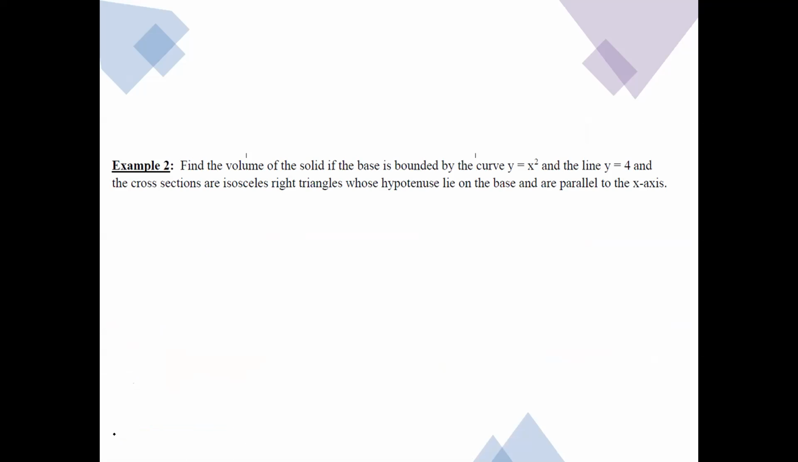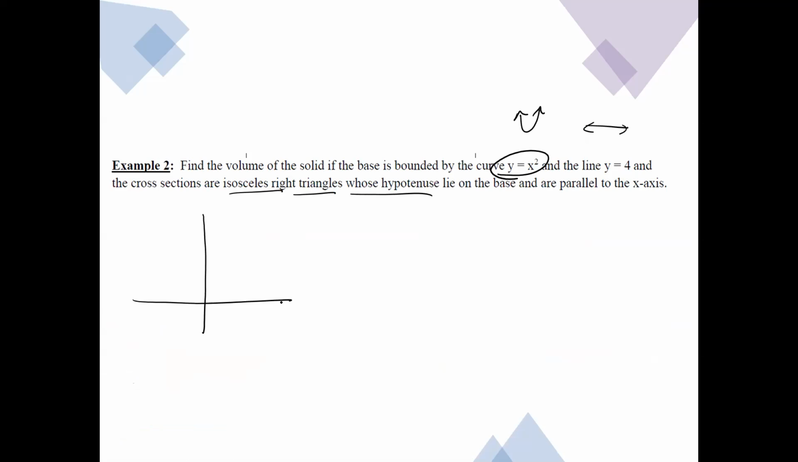It says, find the volume of a solid if the base is bounded by the curve y equals x squared, so that is a parabola, and the line y equals 4. And the cross section is an isosceles right triangle whose hypotenuse lies on the base and is parallel to the x-axis. All right, so let's go ahead and draw this one.